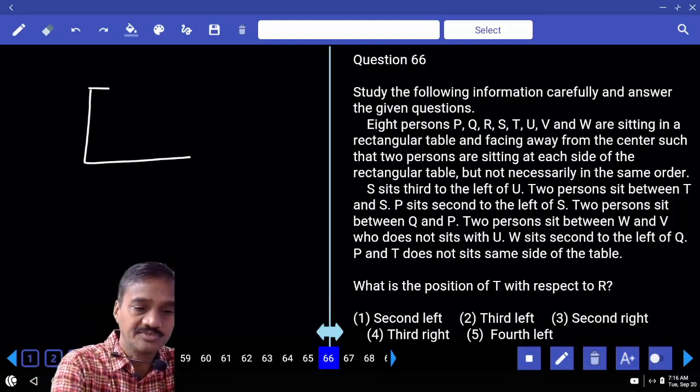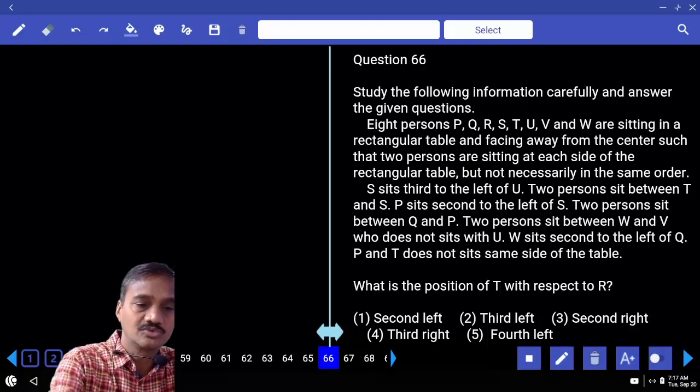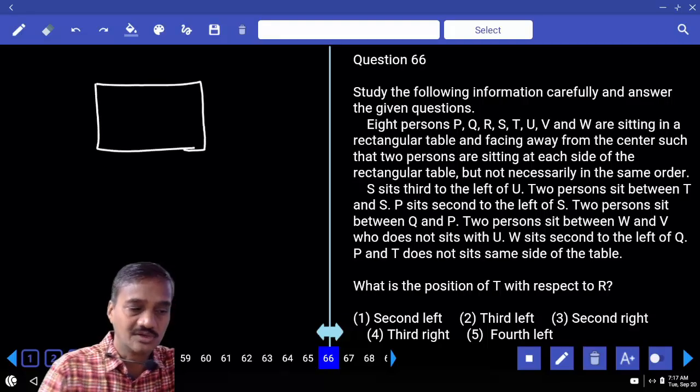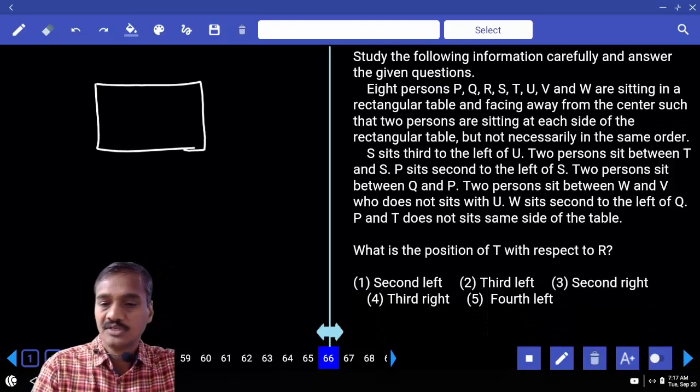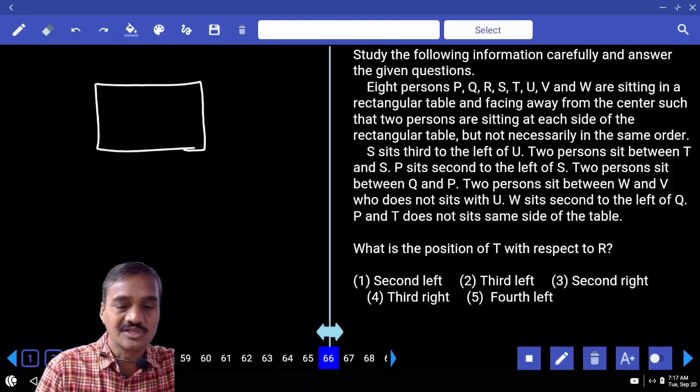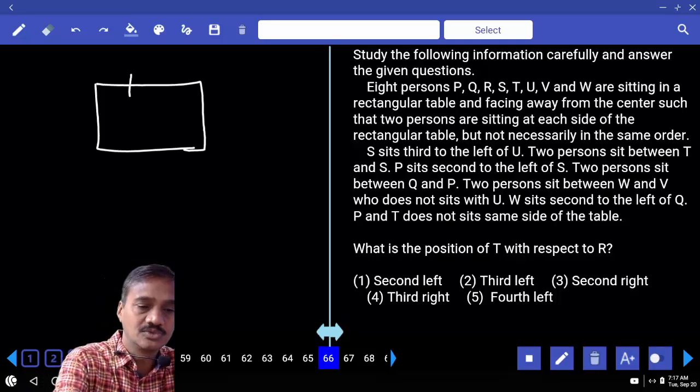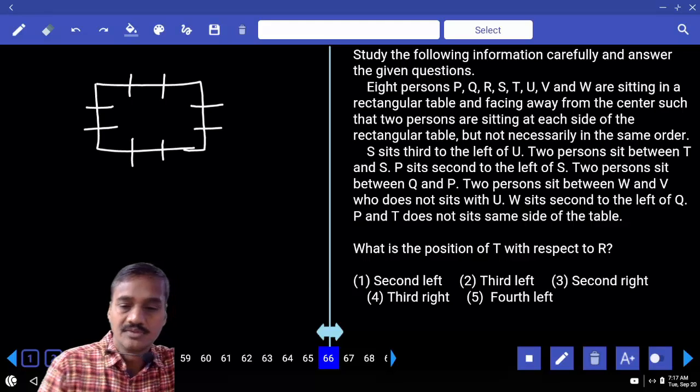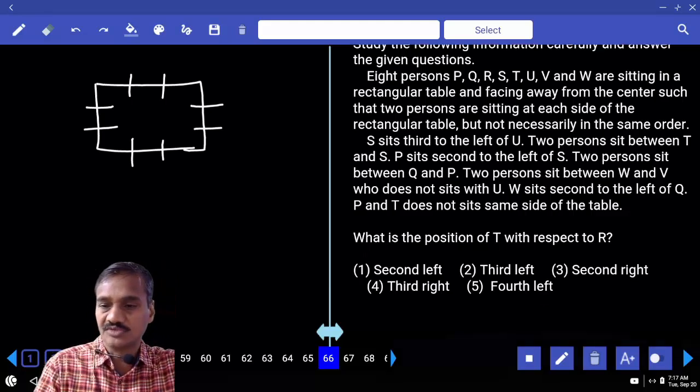How were these 8 persons seated? Any information regarding this? Two persons are sitting along each of the sides of the rectangular table. That means none of the persons are at the corners. Then coming to condition number 1, all the persons are facing away from the center.